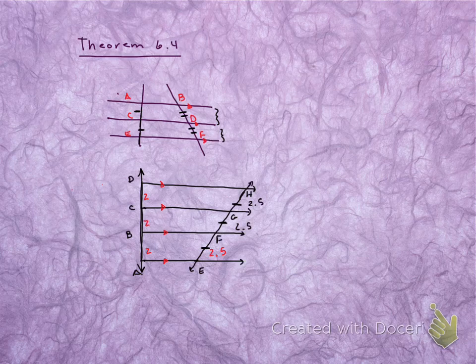So this particular quick check says, find the length of EH. Well, 2.5 plus 2.5 is 5, plus 2.5 is 7.5. So the length of EH is 7.5. Okay, there you go. Easy stuff.